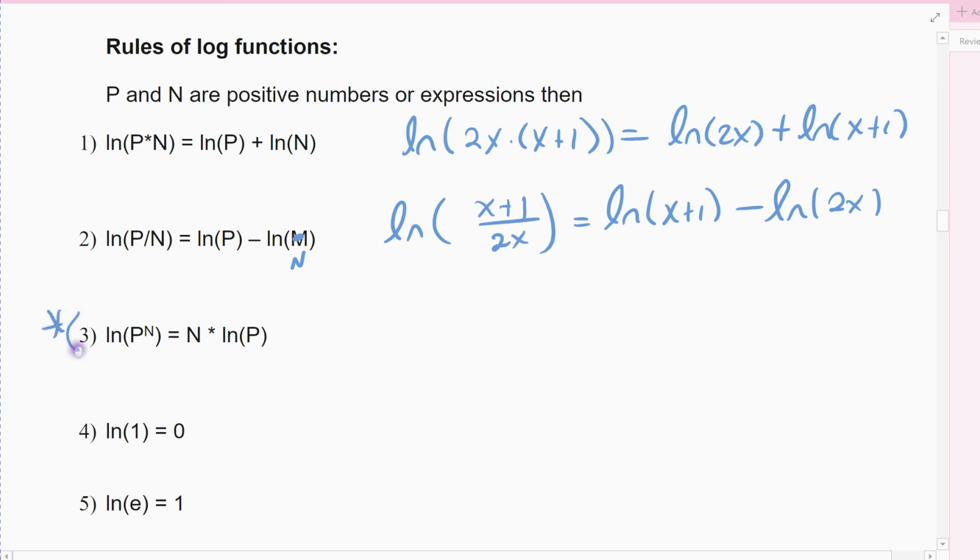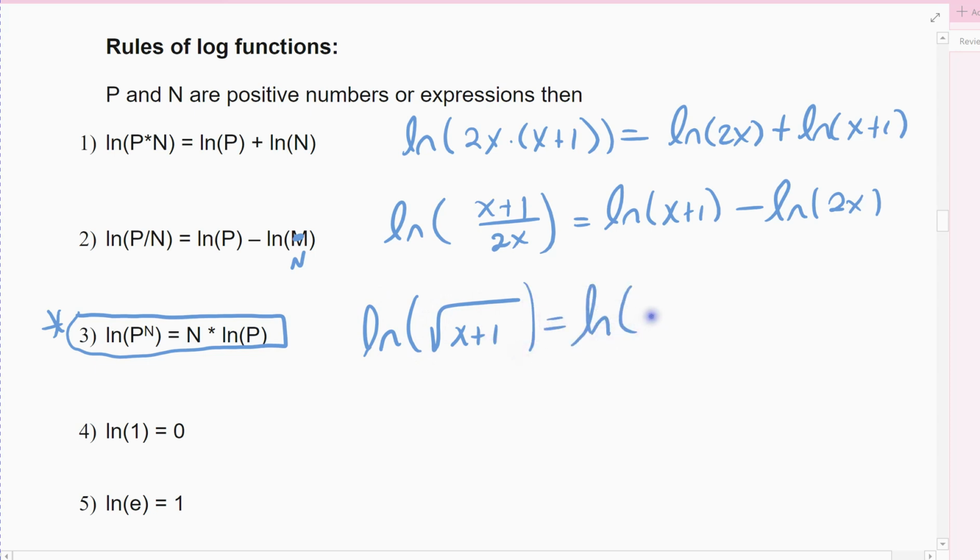All right. This one is the one we're probably going to use the most in this class, to simplify to find derivatives. So if I've got p raised to n, I can pull that power n out front, and I get n times the natural log of p. And so where we'll use this, suppose I have the natural log of the square root of x plus 1. Well, remember, the square root is the 1/2 power, and so 1/2 is the n part, that's the power, and I can pull that 1/2 out front. And so I can change this to 1/2 times the natural log of x plus 1.